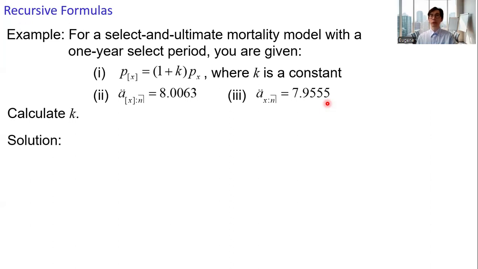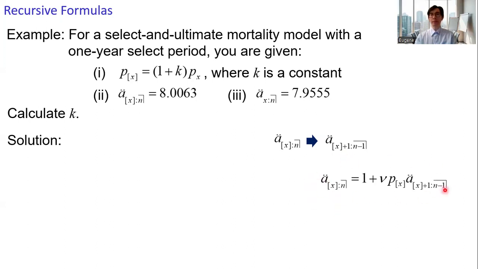Let's take a look at the solution. We are given the actuarial present value for the select life, the n-year term annuity due. And here we will make use of the relationship to get the actuarial present value for the n-1 year annuity due at age x plus 1, for select age [x] one year later. And we can make use of this recursive formula.